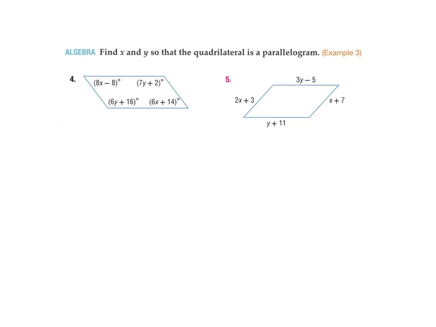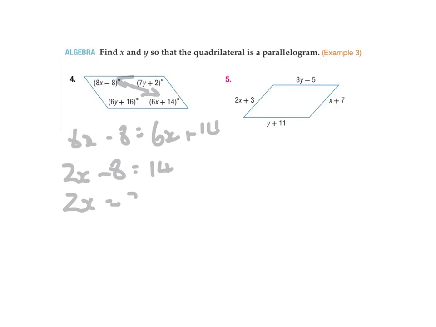Okay, question number 4. Let's have a look at what you've got. Is it a quadrilateral? Find the x and y. You know now that opposite angles equal each other. So you can do 8x minus 8 equals 6x plus 14. Subtract 6x from both sides, so 2x minus 8 equals 14. Add 8 to both sides, so 2x equals 22. So x would equal 11, and again plug it in.